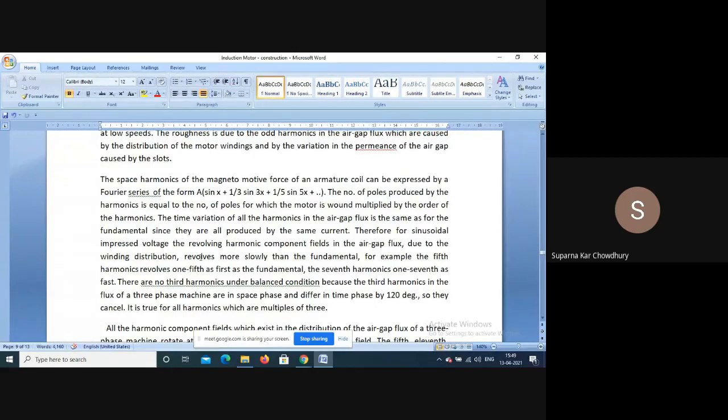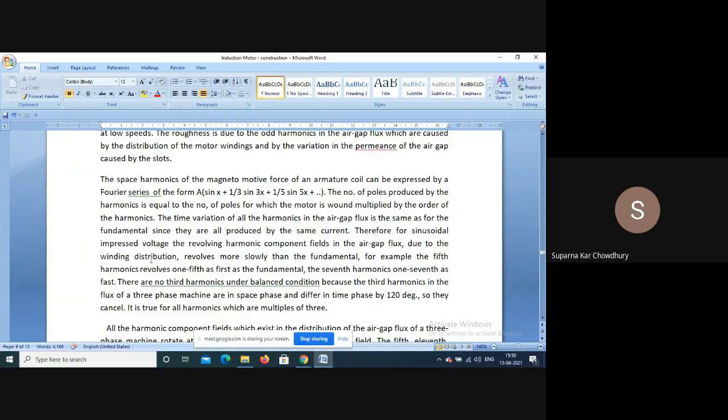Try to distinguish: for the time harmonics, the number of poles was the same, but only the frequency was multiplied. So if we have a 4-pole machine, the number of poles remains 4, but the frequency is 5 times for the fifth harmonic. But for the space harmonics, it is basically a harmonic in the MMF distribution. So if the fundamental creates 4 poles, the fifth harmonic will create 4 into 5 poles.